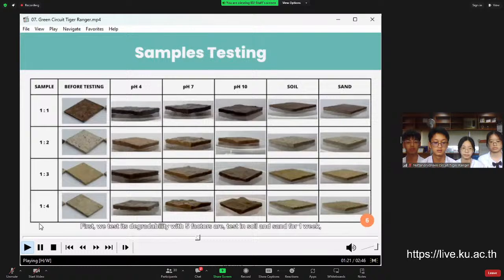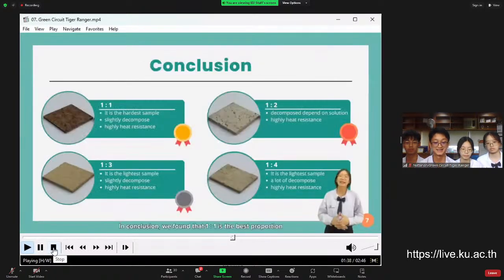First, we run the degradability test with 5 factors: artisan soil and sand for 1 week, and 3 samples of water at pH 7, acid pH, and base pH 10 for 2 days. And the heat resistance test with a temperature of 100 degrees Celsius for 6 hours. In conclusion, we found that 1:1 is the best proportion for making a printed circuit board due to its properties: it is the strongest, slightly decomposed, and highly heat resistant, but not toxic.